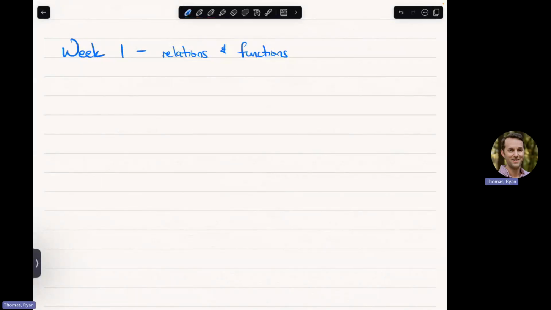This week, we're going to be talking about relations and functions. These are really fundamental ideas, especially the idea of a function, which we're going to look at all semester long. So we want to make sure we have a good grasp on what's going on here. Now, a relation is just a very general term for grouping things together.